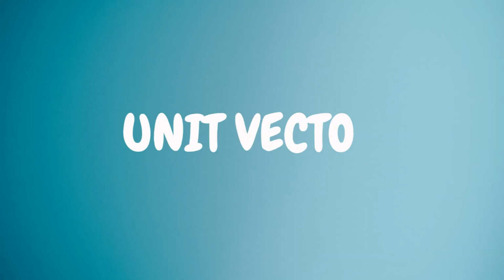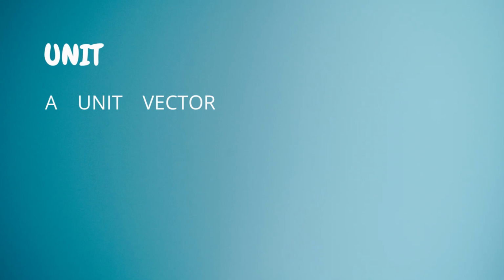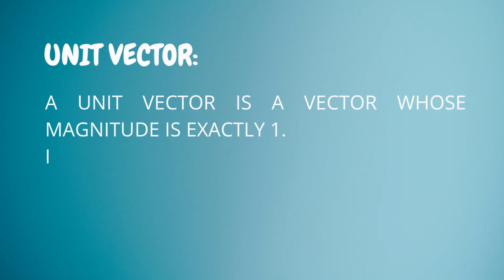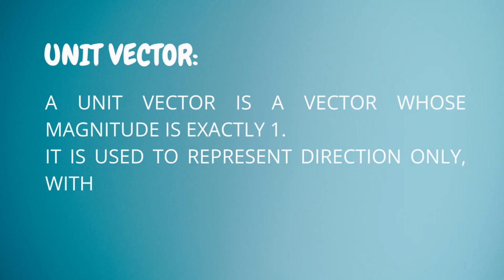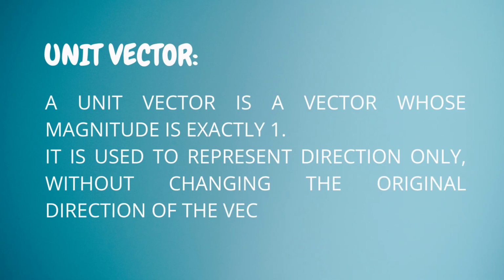Unit vector. Now let's discuss the unit vector. A unit vector is a vector whose magnitude is exactly 1. It is used to represent direction only, without changing the original direction of the vector.